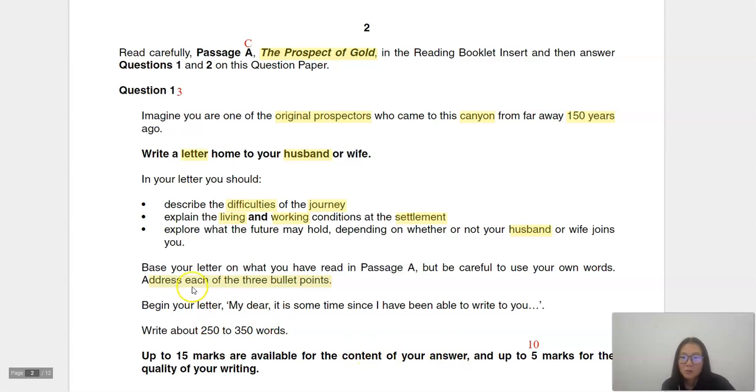Okay, then moving on, begin your letter. My dear, it is some time since I have been able to write to you, and then continue. Okay, you are encouraged to write between 250 to 350 words. Okay, right, so that basically is the walkthrough of the question. It took almost 10 minutes to go through this question. Of course, it's because I am explaining it.